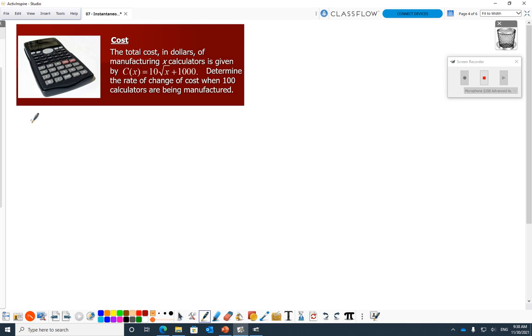The total cost in dollars of manufacturing x calculators is given by C of x equals 10 root x plus 1,000. Determine the rate of change of cost when 100 calculators are being manufactured. They're asking for instantaneous rate of change because they've only given you one value of 100. So find the instantaneous rate of change at 100.